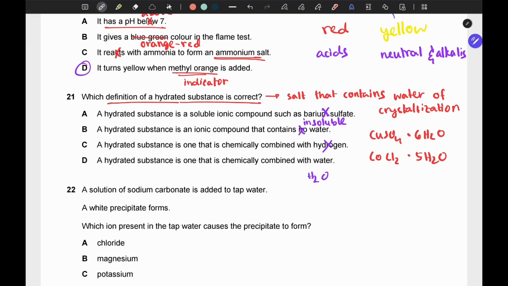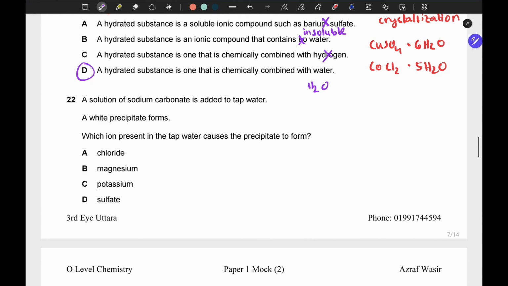And if you look at D, a hydrated substance is one that is chemically combined with water. This statement is correct. So the answer is D. Moving on to question number 22.